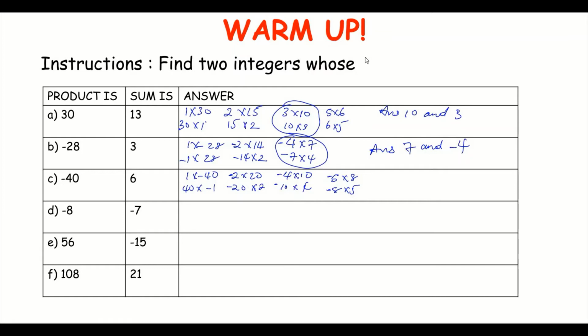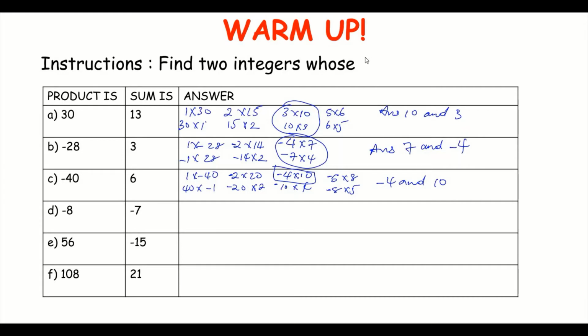Alright, now we have negative 4 plus 10. That will give us positive 6. And negative 10 plus 4 would give us positive 6. Would it? Negative 10 plus 4 would give us negative 6. So we'll zoom in on negative 4 and positive 10. Those would be our two integers. We wouldn't use negative 10 and positive 4 because we'll get negative 6. And we're looking for positive 6.